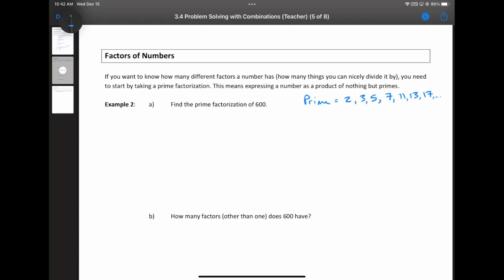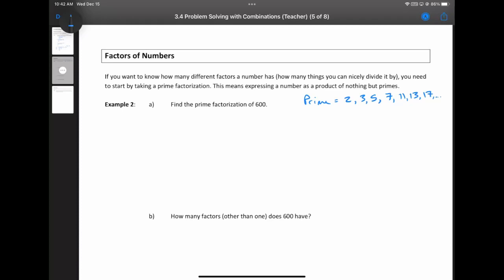Okay, first part. We want to figure out the prime factorization of 600. So there's a couple of ways that you can do this. One of them is faster, shorter, but takes a little bit more mental math. The other one is more foolproof, but takes a little bit more room and a little bit more time to do. So I'm going to do it both ways.